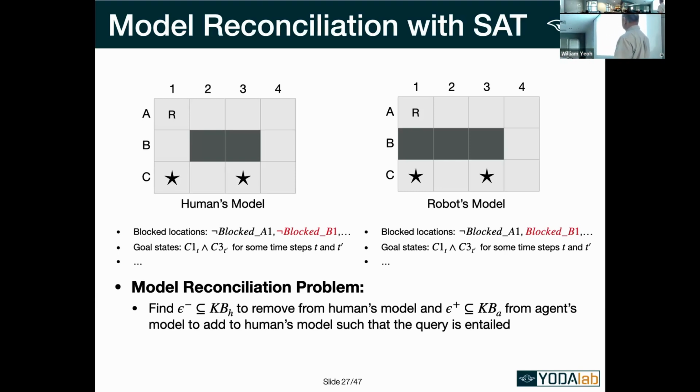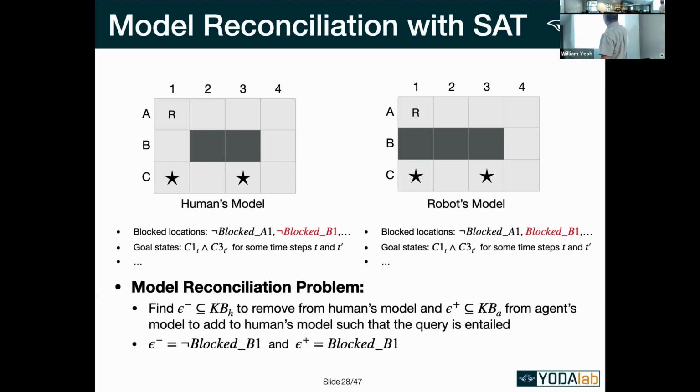And here the answer is quite easy. The epsilon plus and minus is essentially, epsilon plus is block B1, epsilon minus is not blocked B1, right? Because if you replace the KBH with this information here, it would also then entail this plan, right? And here it is a simple solution because the only difference is B1.